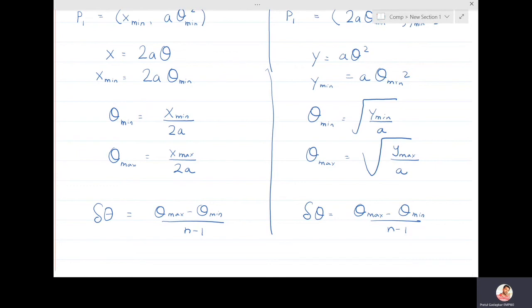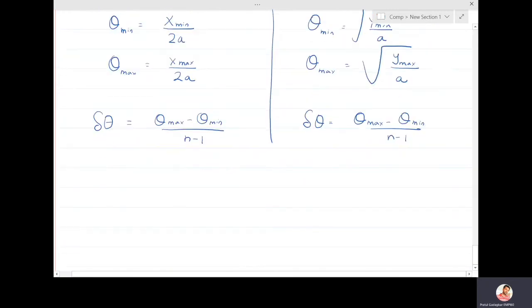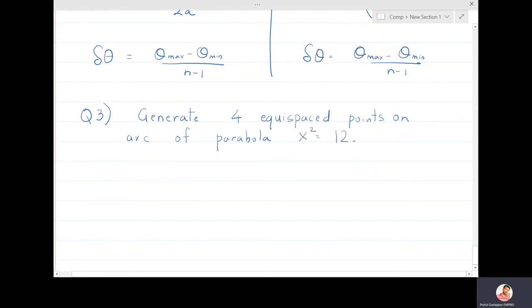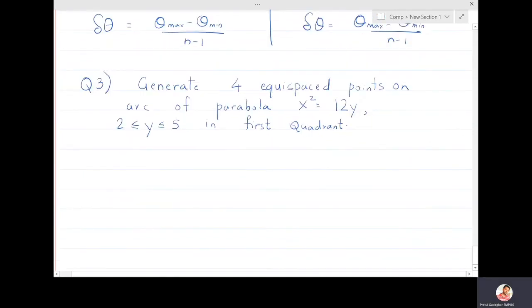Now we will move on to a problem where the parabola will be of the form x² equal to 4ay. So problem: generate 4 equispaced points on an arc of the parabola given by x² equal to 12y, where the value of y is restricted between 2 to 5 in the first quadrant. So let us start the solution.